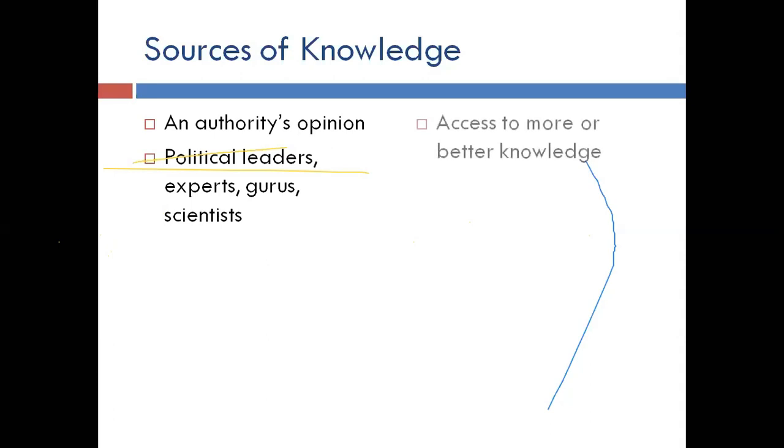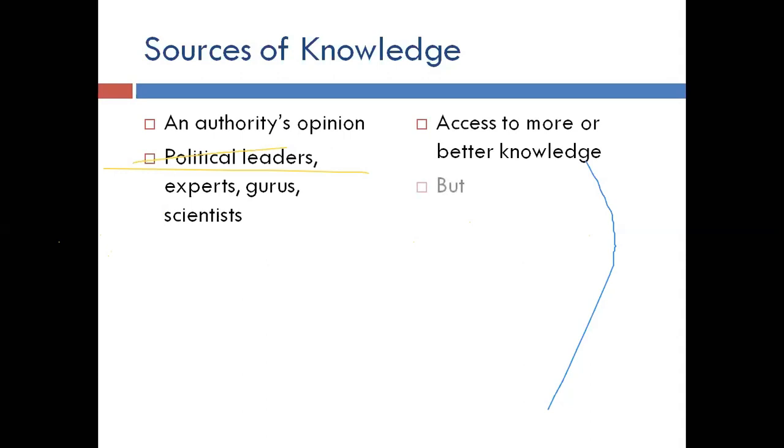So, an authority's opinion. A political leader, experts, gurus, and scientists say something, and we tend to believe that. Well, this sometimes forms a better source of knowledge, but it's also not always a better source of knowledge. Because we always think that these authorities have access to more or better knowledge.